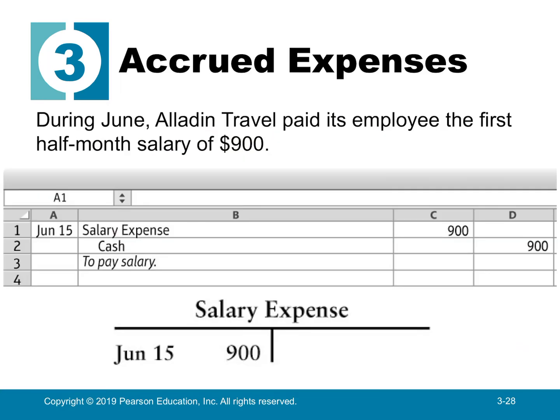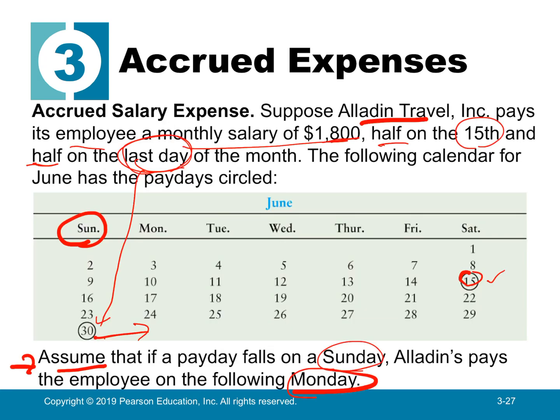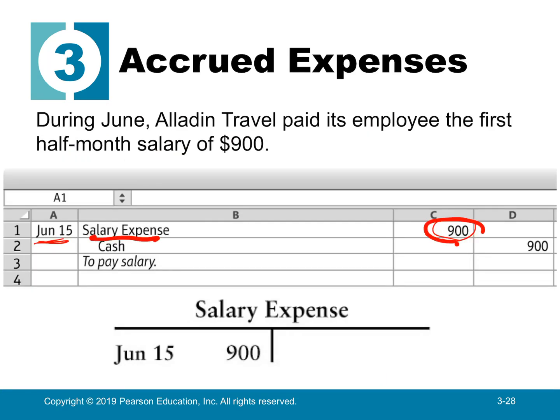So what happens? Well, June 15th, we're going to have salary expense of $900. We paid half of the employee's income. Where did $900 come from? Monthly salary of $1,800, half of it on the 15th. So that's $900. And then we'll pay them in cash, $900, right? So our account salary expense in the ledger goes up by $900. This one, right? And then they don't show here, but of course cash is going to go down by $900.